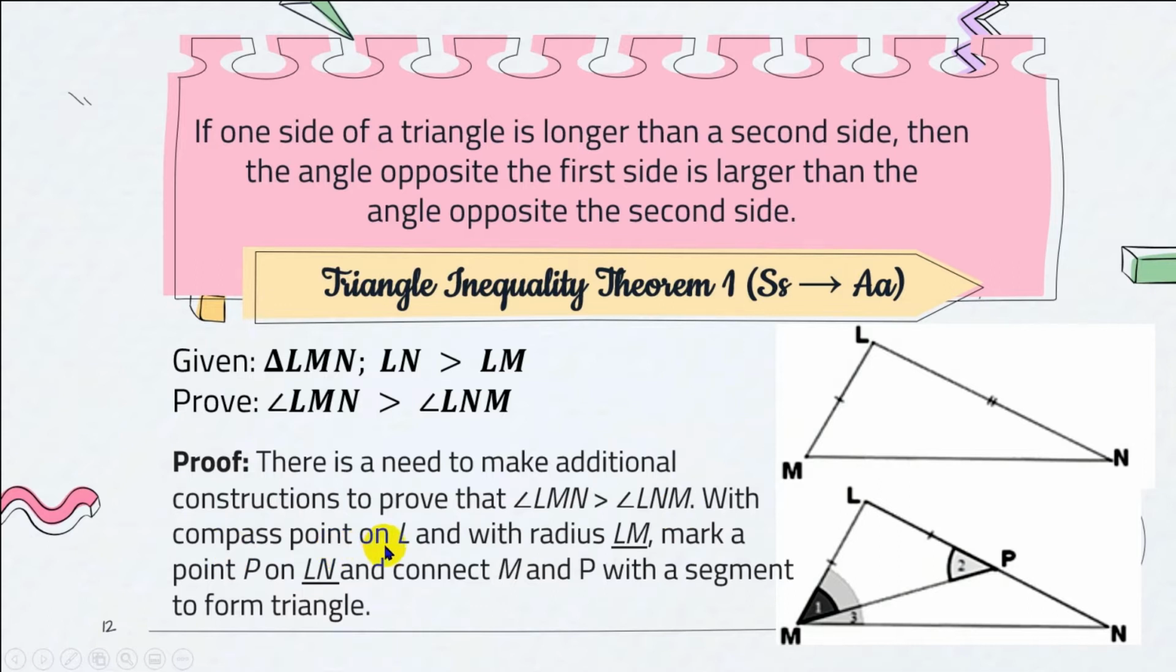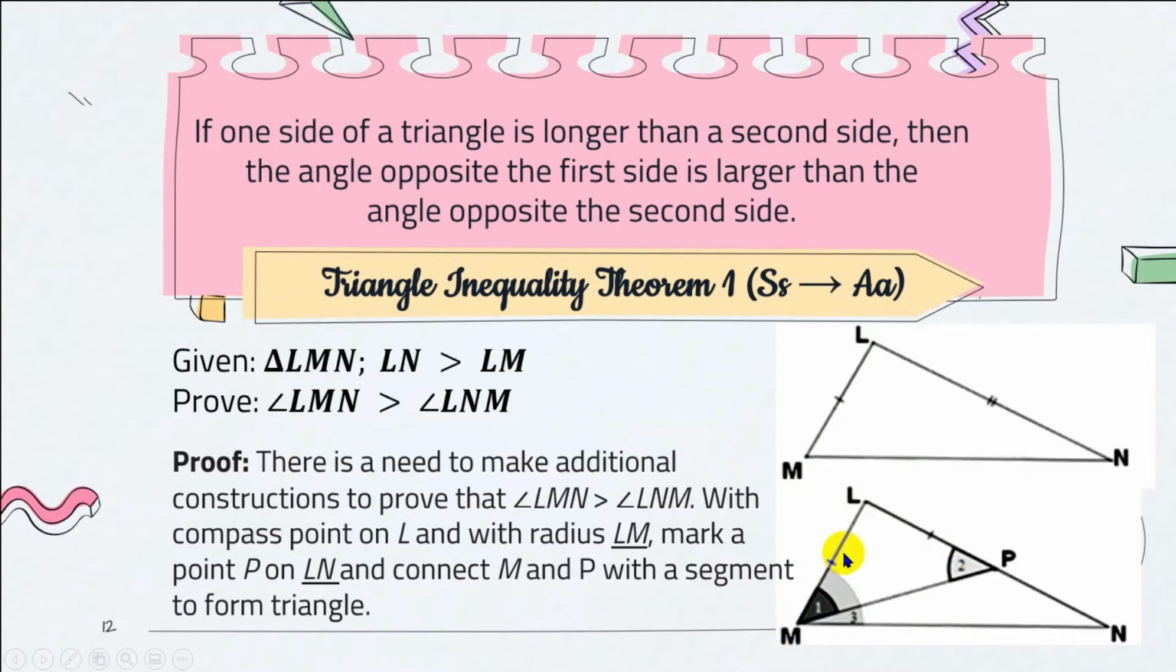With compass point on L and with radius LM, so nandito yung compass point or yung pointy end ng compass natin, and then yung may pen is nandito sa M, mark a point P on LN. So we're going to form an arc and yung magi-intersect sa line LN, yun yung gagawin nating point P. And connect M and P with a segment to form a triangle. So again, we're going to form another triangle inside triangle LMN by adding a segment MP.